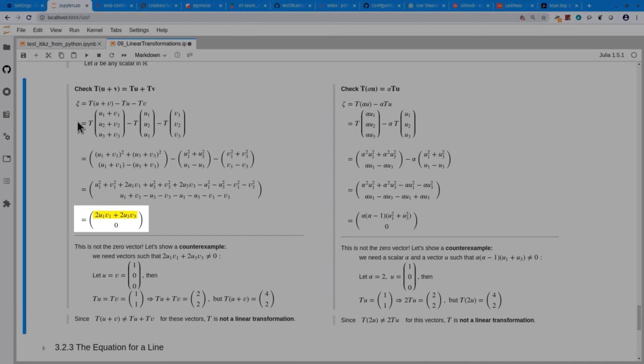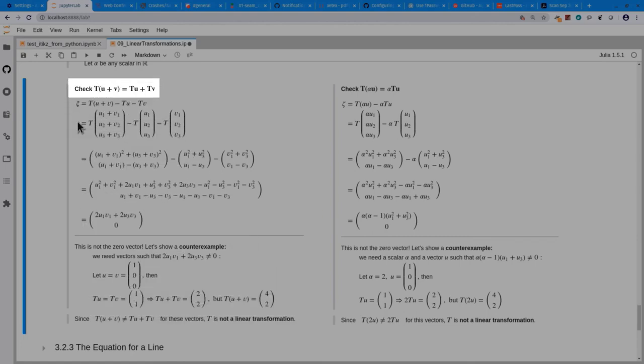In fact, when something like that happens, it's good to produce a counterexample just to make sure. So I need vectors u and v such that this expression here is not zero. And well, an easy one might simply be to take u equal to v equal to (1, 0, 0), because when I plug that in, I get 2 for the first entry, (2, 0). And checking Tu and Tv, well, u was equal to v, computing them, that's (1, 1), and therefore Tu plus Tv is the vector (2, 2). But if I compute T on the vector u plus v, on the vector (2, 0, 0), I get (4, 2). They're different vectors. And since they're different vectors, I conclude that T is not a linear transformation.